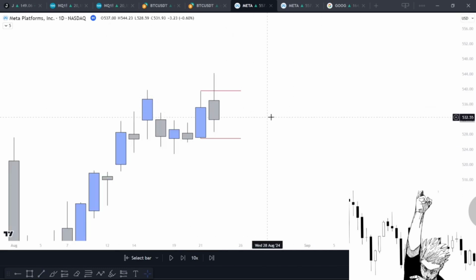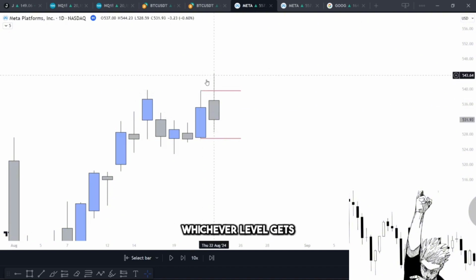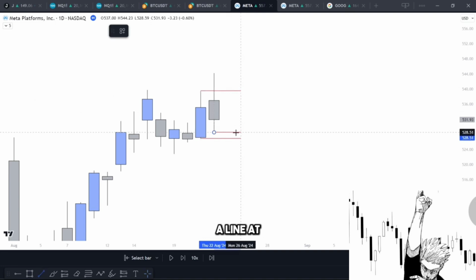Should be very easy to see by now. We're just marking out the high and low. Whichever level gets taken out, we're looking to play to the opposite end. So I'm also going to mark out a line at the low of this candle, and once that breaks on the lower time frame, that's when I'll look to take a trade for a move to this low.